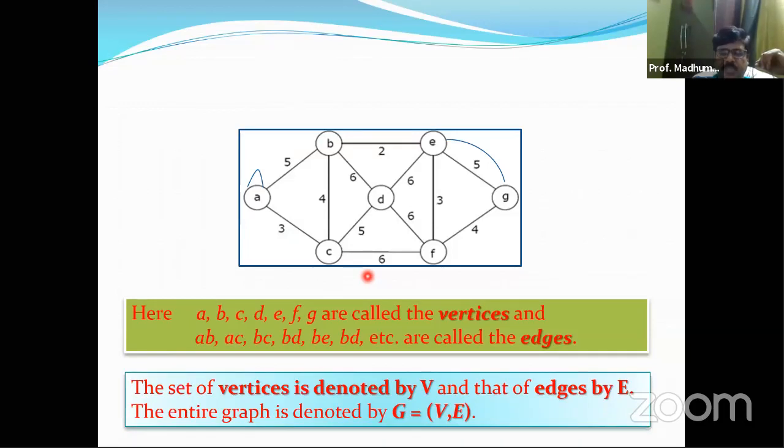Some dots we generally call vertices. So A, B, C, D, E, F, G are the vertices, and the line segments A B, B C, C D like that are called the edges. That means a graph is basically the combination of two sets. One is a set of vertices and another is a set of edges.